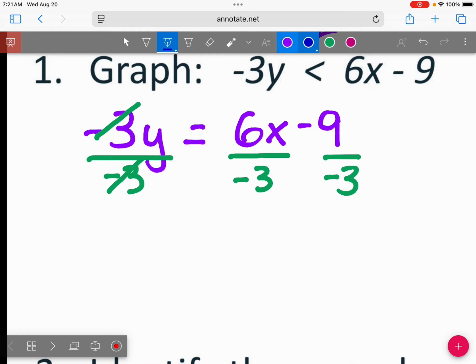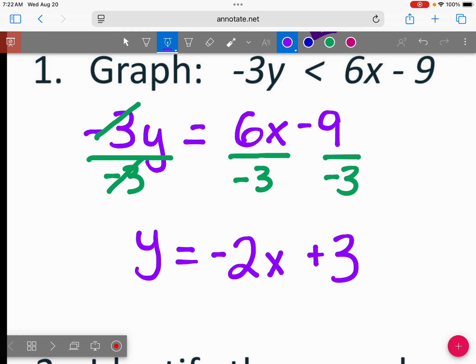When we do that, we're going to get our y equals 6 divided by negative 3, which gives us a negative 2x, minus 9 divided by negative 3, which gives us a plus 3. So this is the line we're going to graph. So if we didn't get that far, graph that line real quick.